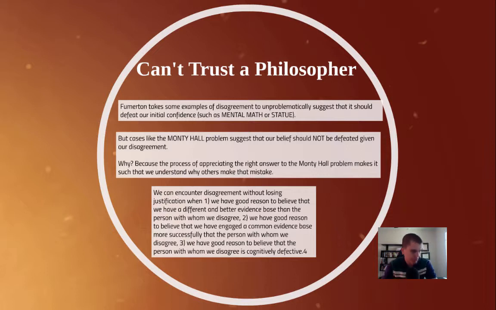But he also brings up some cases that he thinks are problematic, that don't immediately suggest defeat. So one of these examples is the Monty Hall case. I don't know how many of you have heard of the Monty Hall problem, but he explains it a little bit, but I think it's worth explaining in detail. The Monty Hall problem is a famous probability theory problem.